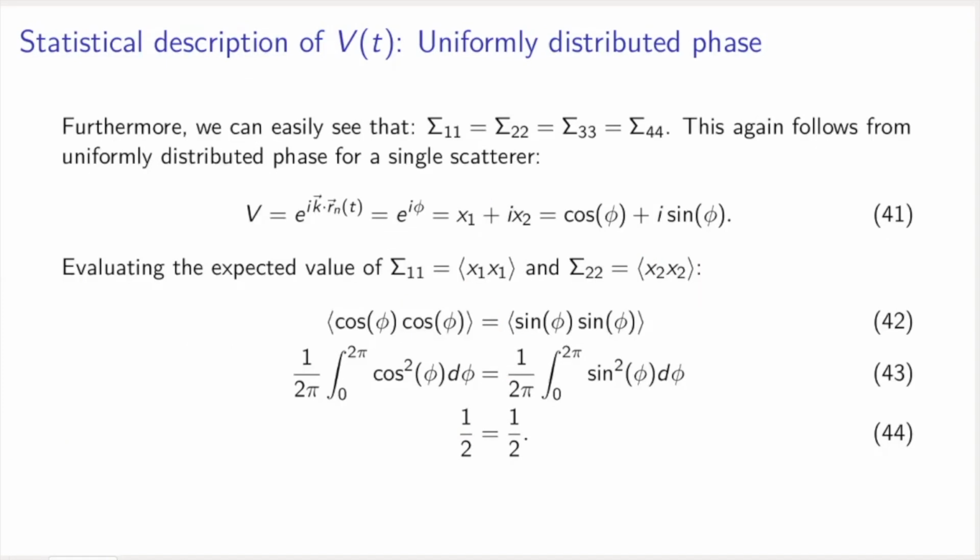In a similar way, we can also see that the diagonal elements of the joint distribution sigma all have the same non-zero value. This again follows from the uniformly distributed phase of a single scatterer. Here I've evaluated the statistical expectation for x1 multiplied with x1 and x2 multiplied with x2, and they both have the same value of half. A similar derivation can be made for the diagonal elements sigma 3,3 and sigma 4,4.